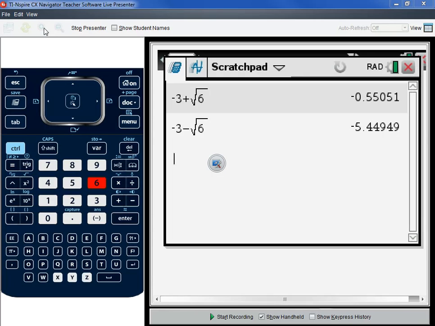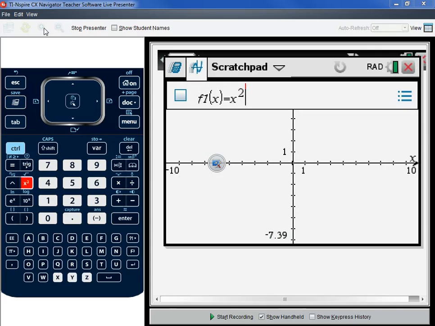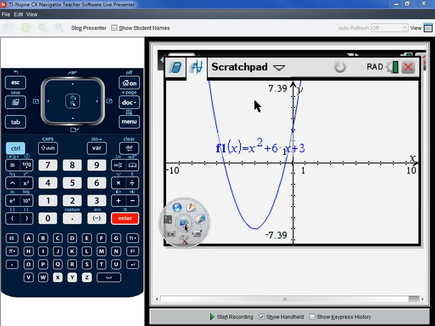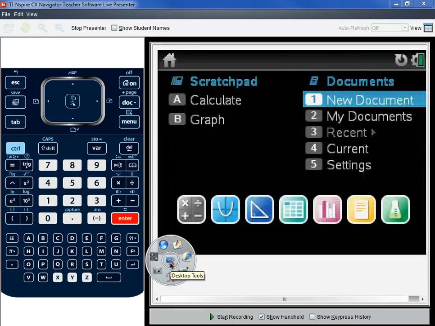So if I graph x squared plus 6x plus 3, I can see where the roots are. They're right here and here. And I can plot points along that graph, but not in the scratch pad. So I'm actually going to open a new document to do this.